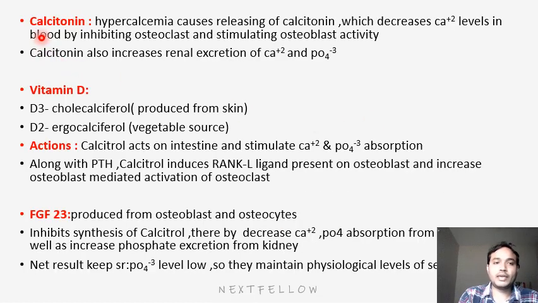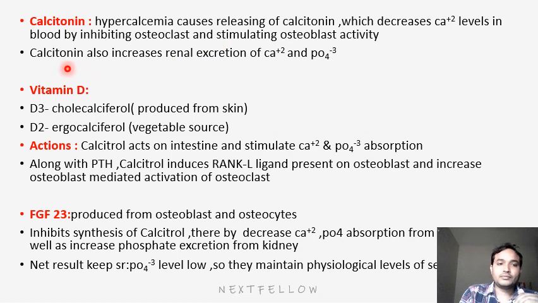The next hormone is calcitonin. When the body has hypercalcemia, calcitonin hormone is released, which decreases calcium levels in the body by inhibiting osteoclasts. Parathyroid hormone activates osteoclasts; calcitonin inhibits osteoclasts. But by stimulating osteoblasts, there will be more deposition of the extra calcium in the bone, thereby the body calcium level decreases.